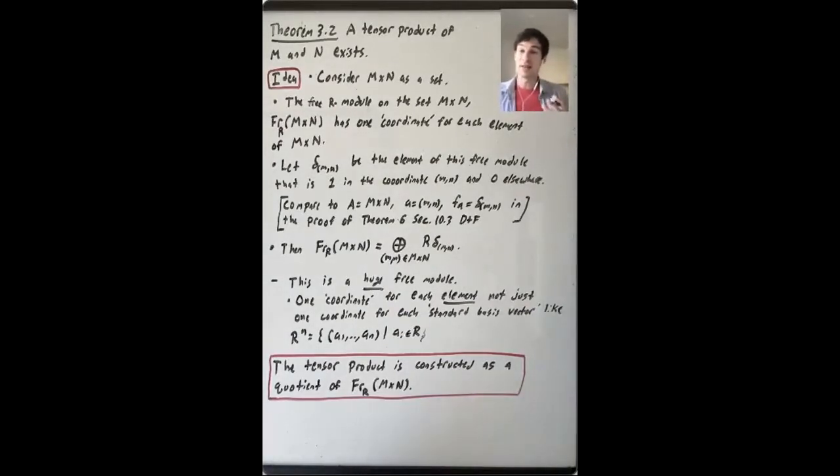All right, why are we looking at this thing? Because the tensor product is going to be constructed as a quotient of this giant free module. So what are we going to take the quotient by? Well, let's pause and erase, and then I'll tell you.